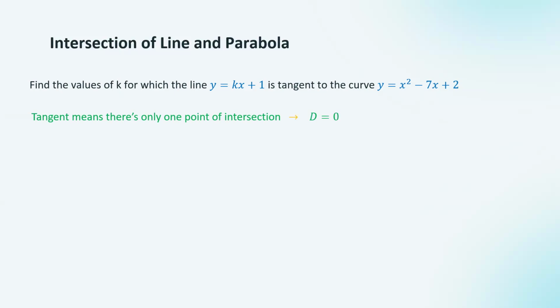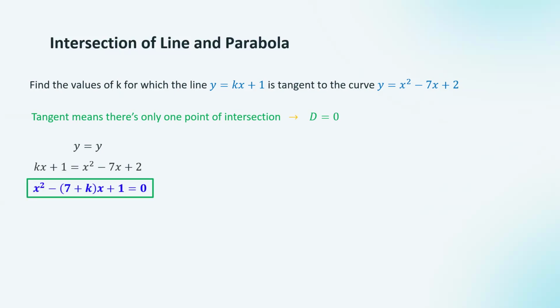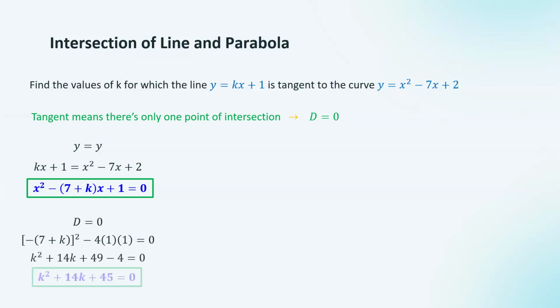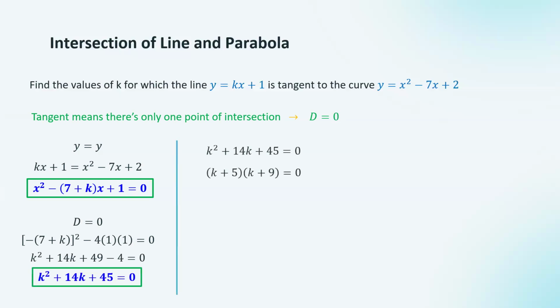So if the discriminant is 0, we first equate the equations, so y equals y, and then we simplify it and we have ourselves a quadratic equation. Now, we are going to apply the discriminant to this quadratic equation. We find the a, b, c values and input them into the discriminant equation. And finally, we have another quadratic equation to find the k value. So now we can factorize it, and we get that k is equal to negative 5 or k is equal to negative 9.